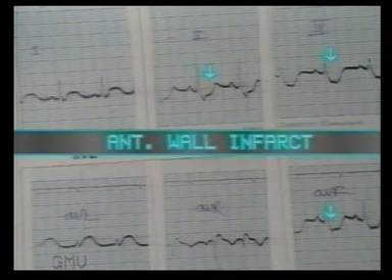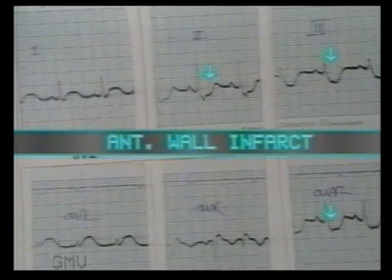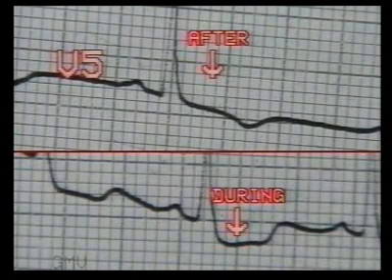Note the ST segment elevation in leads 2 and ST segment depression in lead AVL. In contrast, this is an anterior wall infarct where leads 1 and AVL show ST segment elevation and 2, 3, AVF show ST segment depression. Now we will see various types of ST segment depressions due to myocardial ischemia. Observe the lower ECG first.